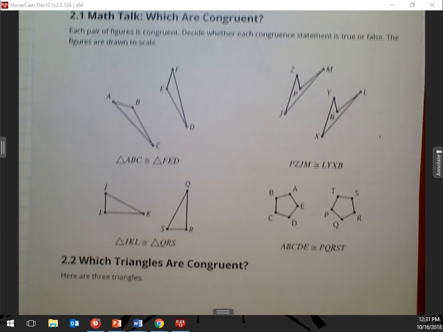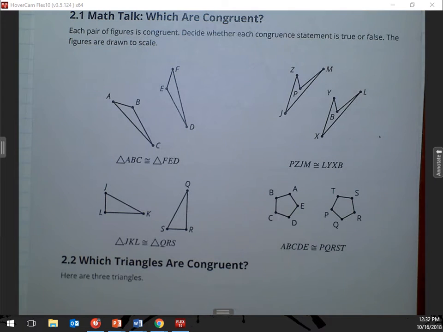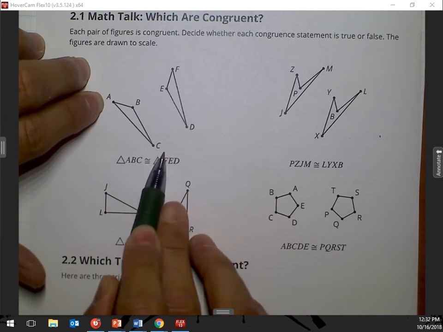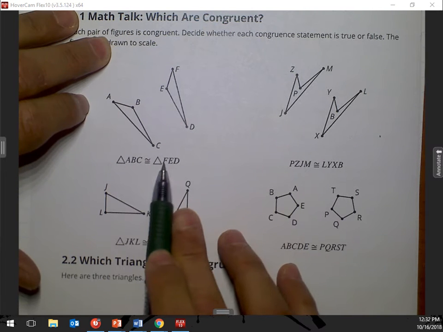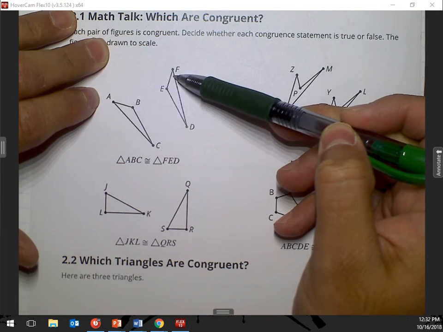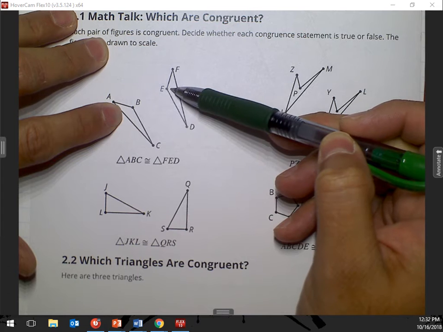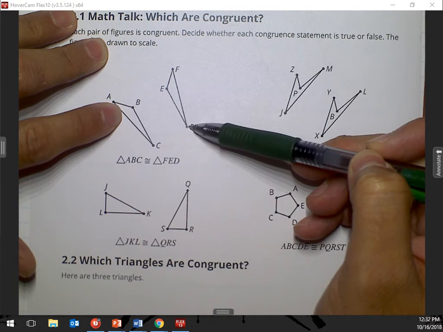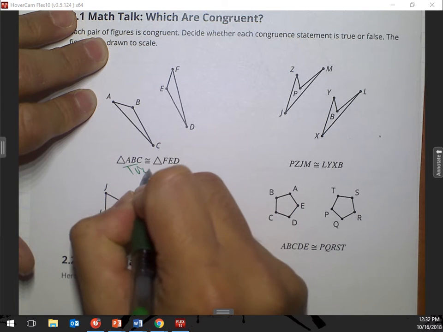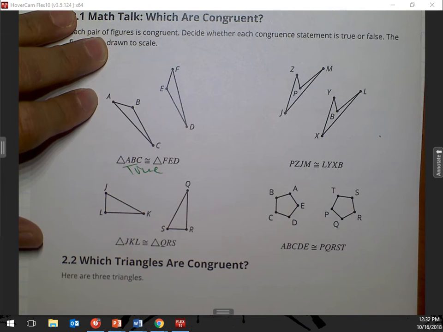Alright, let's take a look now. Alright, let's see what we got here. Says triangle ABC goes to triangle FED. So A to B. So does A go with F? Does B go with E? Yes. C go with D? Yes. Okay, so are they all in the right order? Yep. So that means this is true.